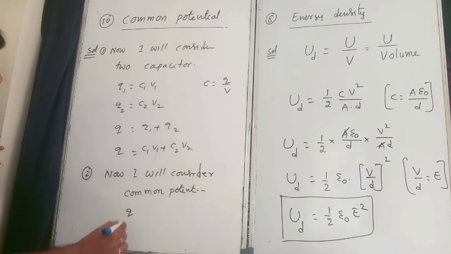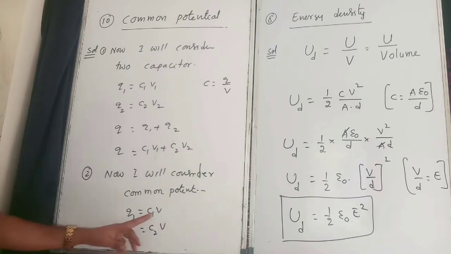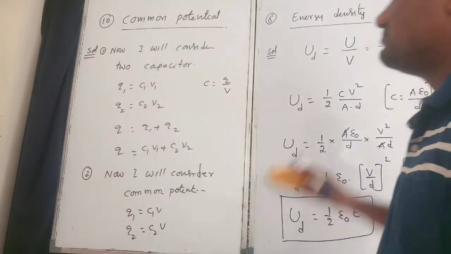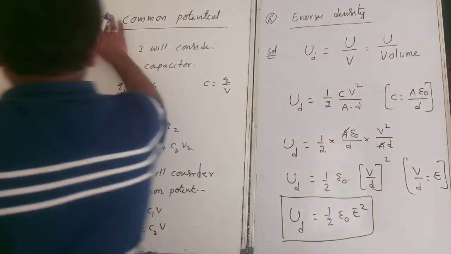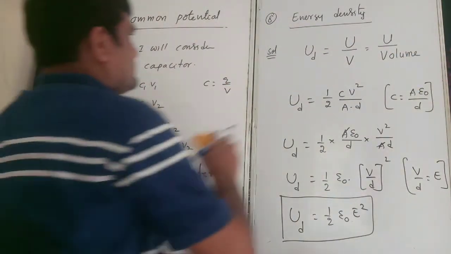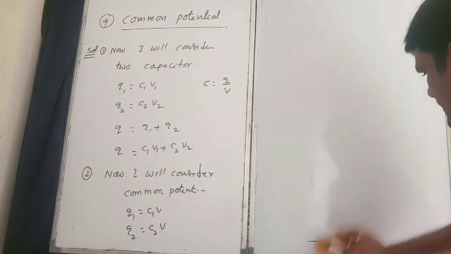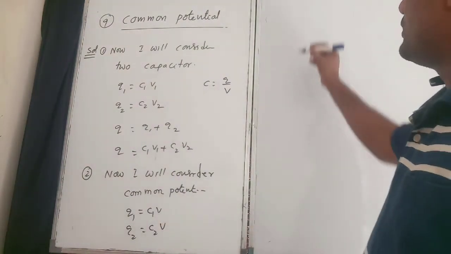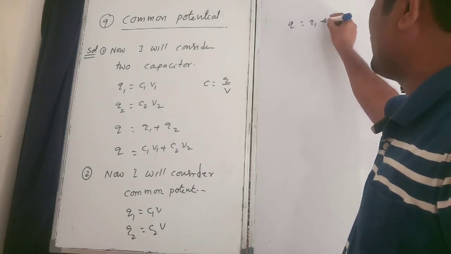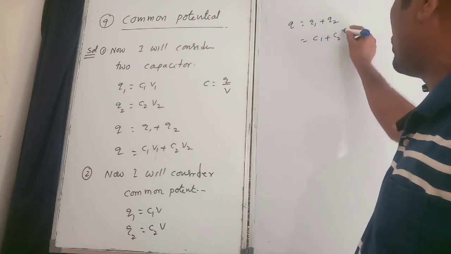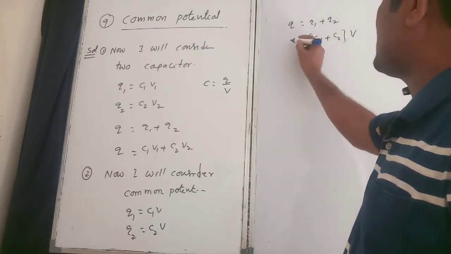That means Q1 is equal to C1V, Q2 is equal to C2V. Common potential. Potential is the same. Common potential V. So total Q is equal to Q1 plus Q2. So (C1 plus C2) into V is the Q.